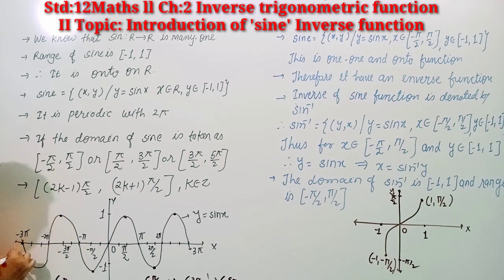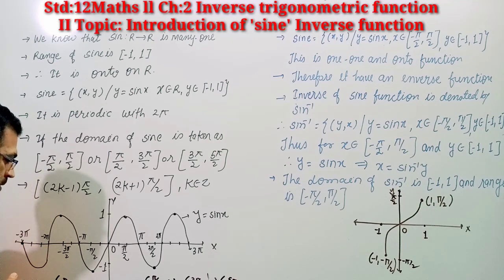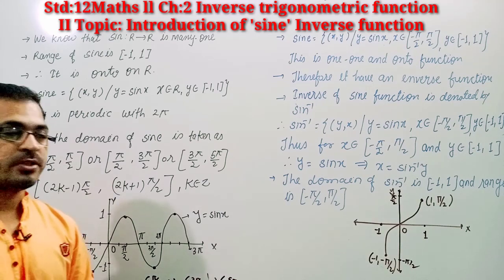Then after 2 pi, so students, after 2 pi it will continue, means repeat its path. Okay students, in this way you can plot the graph of sine function.